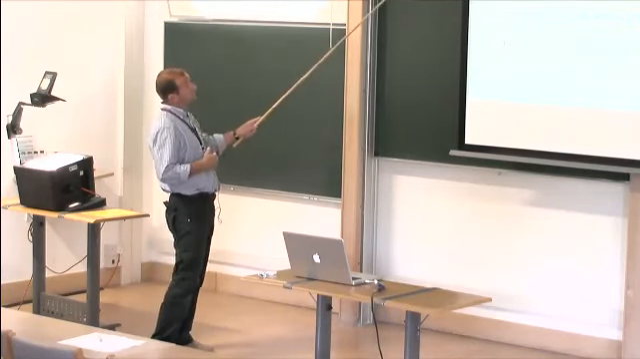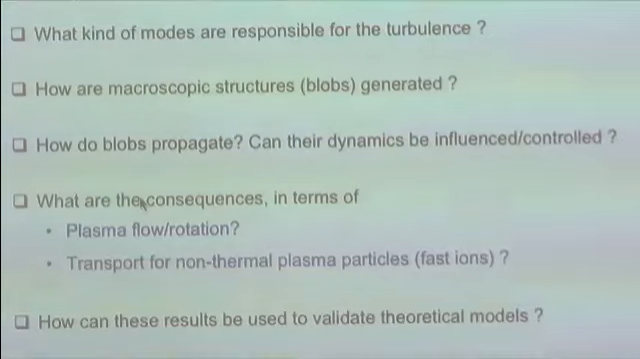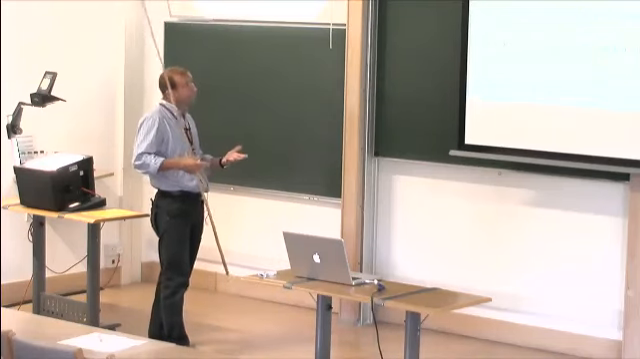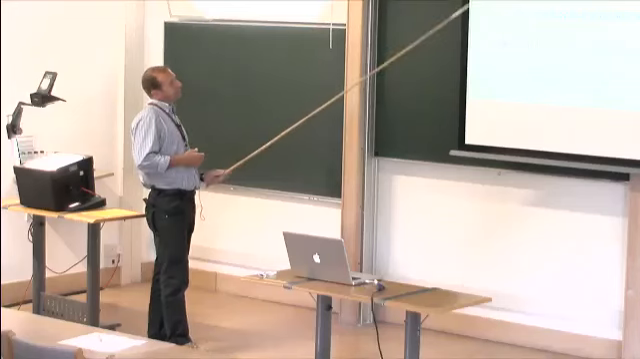Now, let's look at this story that I try to complete today. These are the questions I'd like to address. What kind of modes are responsible for the turbulence? How are the macroscopic structures or blobs generated? What's the mechanism behind their formation? And once they form, how do they propagate? How do we control their dynamics, or can we control their dynamics?